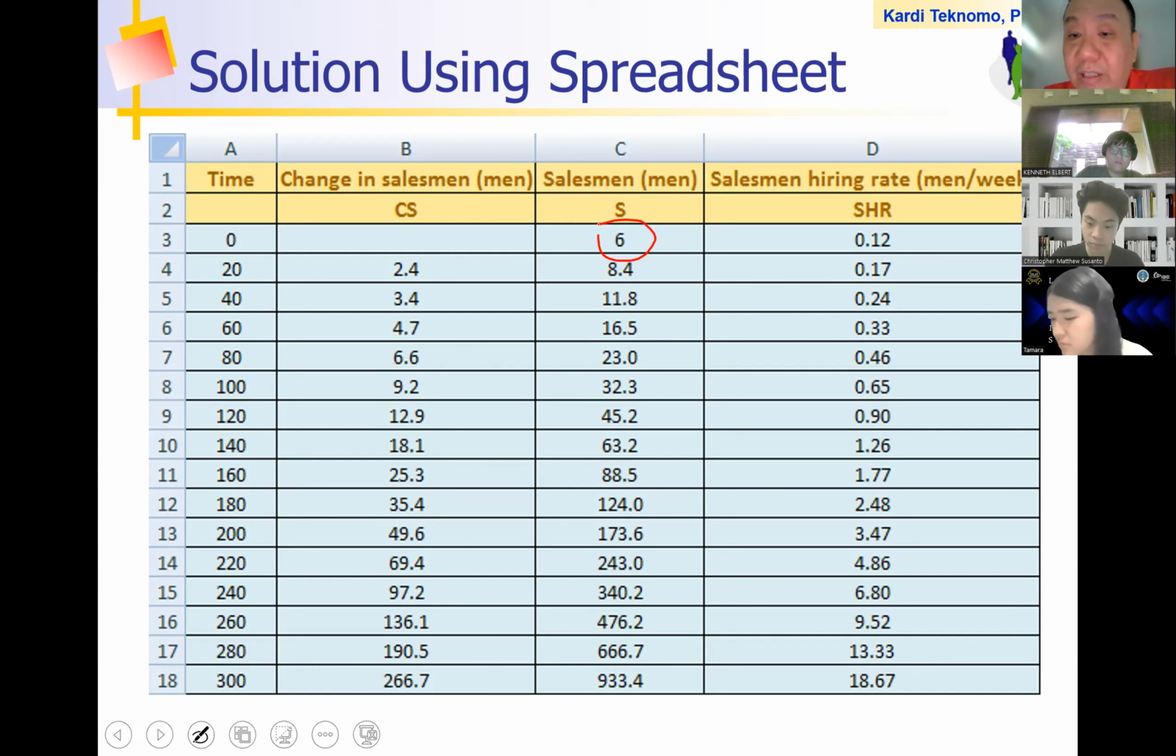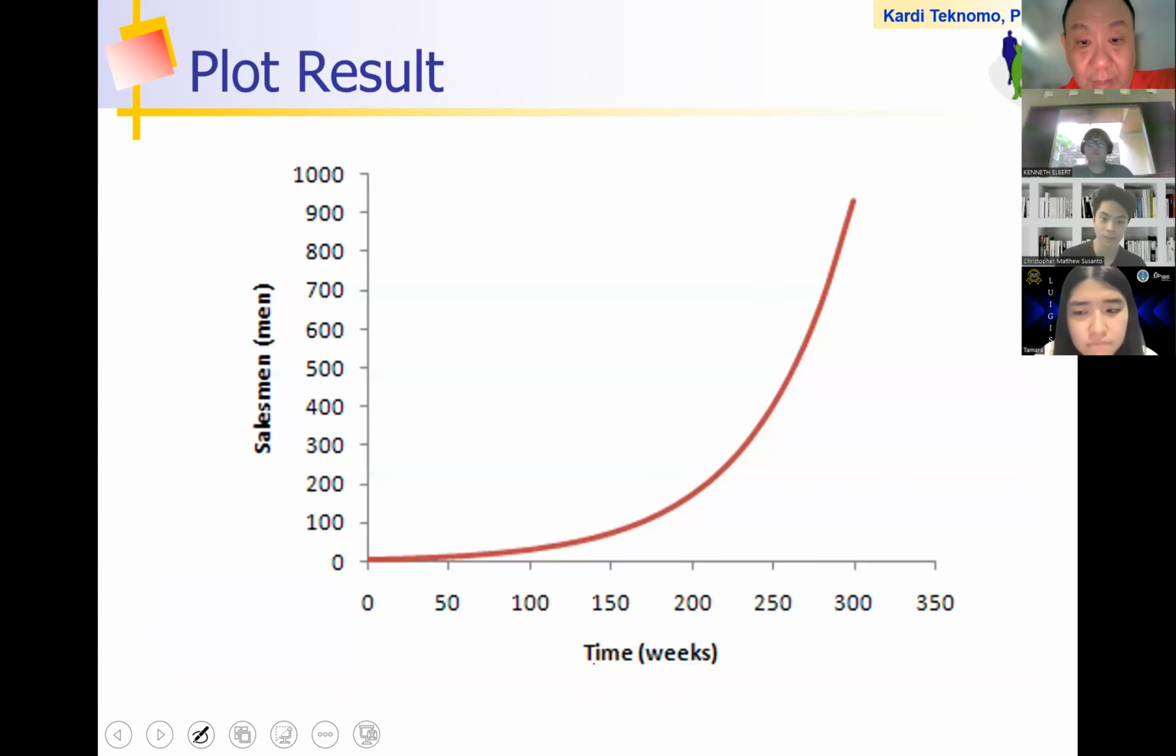And then you calculate the SHR. And then from there you multiply 6 by this, and you will get this change in the salesmen. Eventually, you will get this value at the end. Try to do it in a spreadsheet. So the plot should be like this.